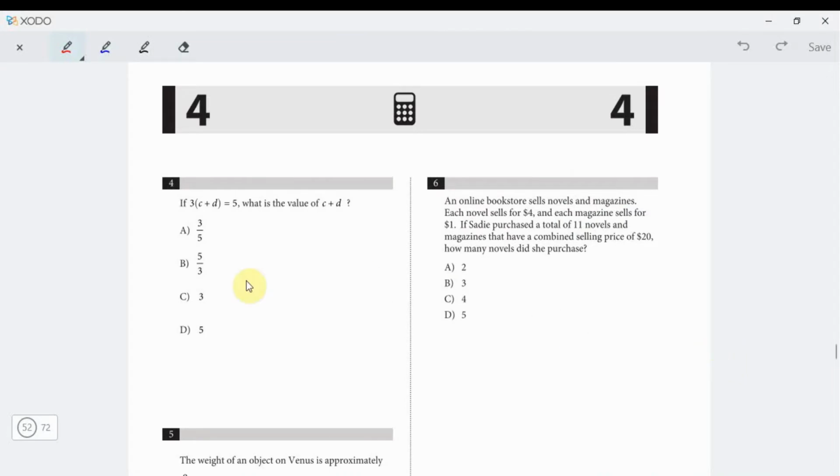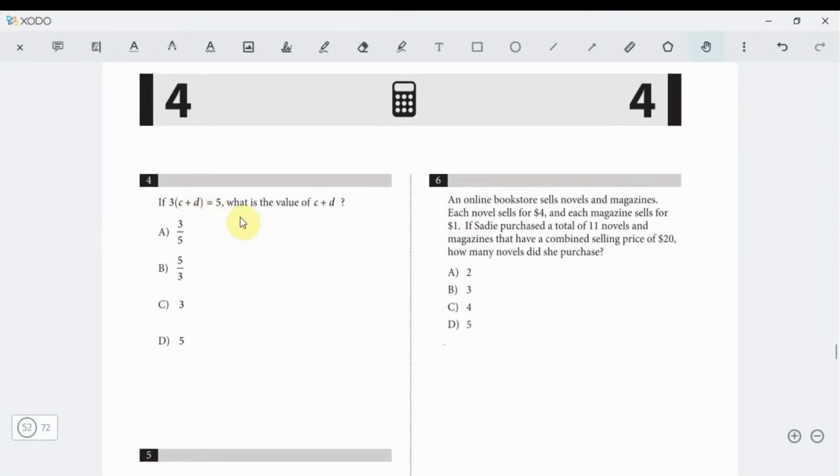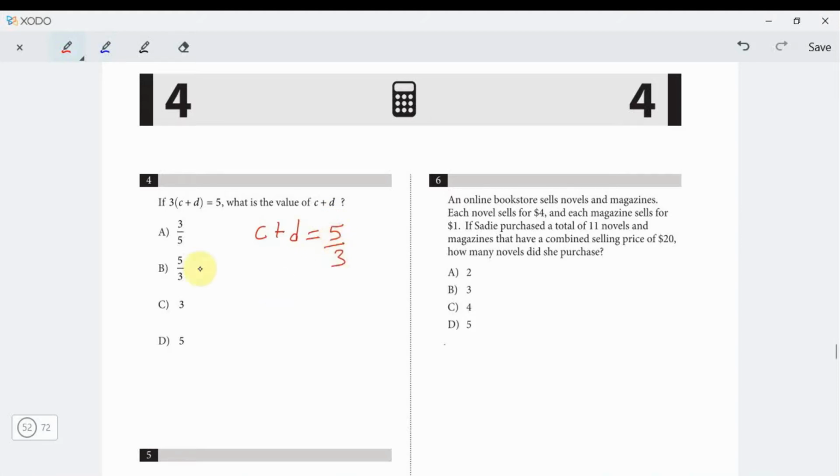Alright. Now, question 4, it says if 3 times C plus D is equal to 5, what is C plus D? All you have to do is divide both sides of the equation by 3. Notice if we divide both sides by 3, we'd get C plus D is 5 over 3. All we did was divide both sides of the equation by 3. This 3 cancels this 3, so C plus D is 5 over 3. So number 4 is an easy one.